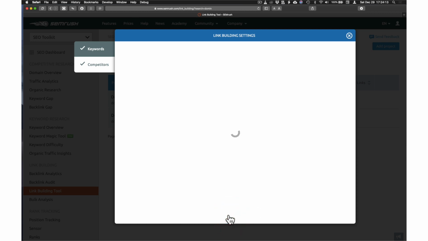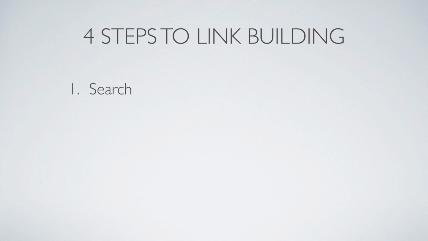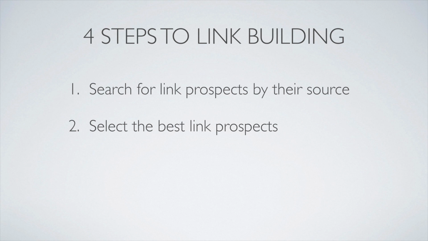There are basically 4 steps to the link building process. Step 1. Search for link prospects by their source. Get the results that you need by filtering prospective links we've found for you and adding new ones by their source. Step 2. Select the best link prospects. Determine the value of each link prospect by checking its rating, which includes additional information for each domain. Move the best prospects to your in-progress list to start earning backlinks.